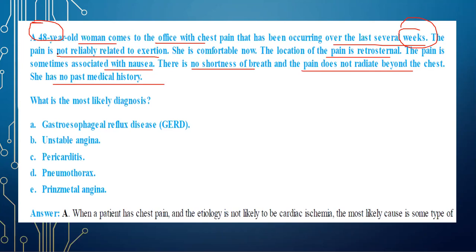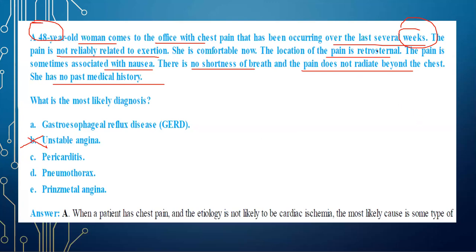Before menopause, in a woman, having myocardial infarction is very unlikely because estrogen gives the support, or estrogen usually prevents MI in women before 50 or before menopause. After menopause, the chance of MI increases in women. This is a 48-year-old woman, and you see that it's not an acute onset, and chest pain is not related to exertion. That actually excludes unstable angina, that excludes mainly all cardiac causes.